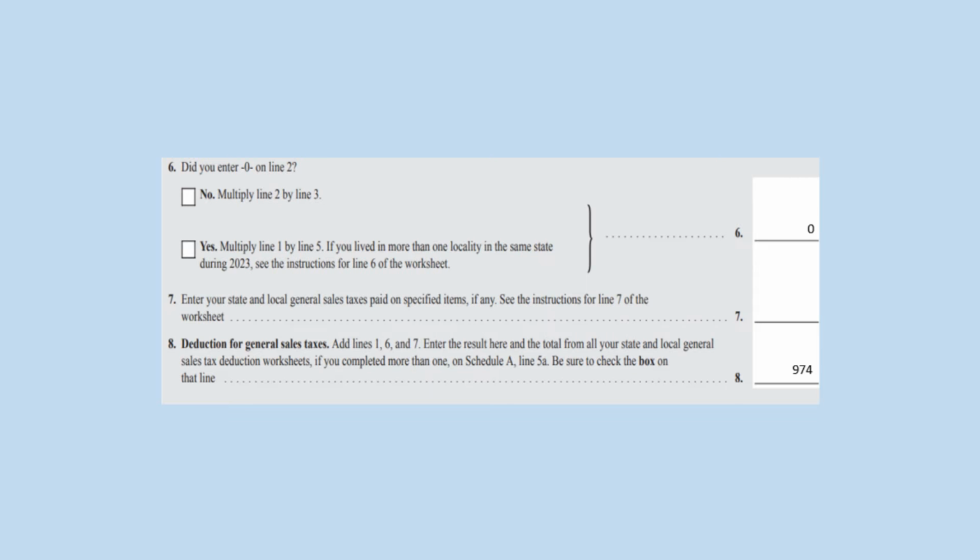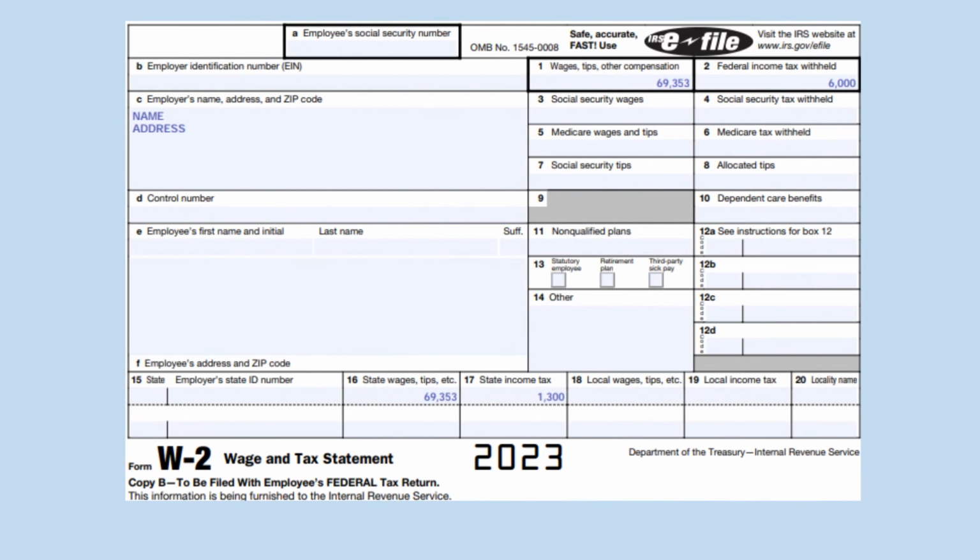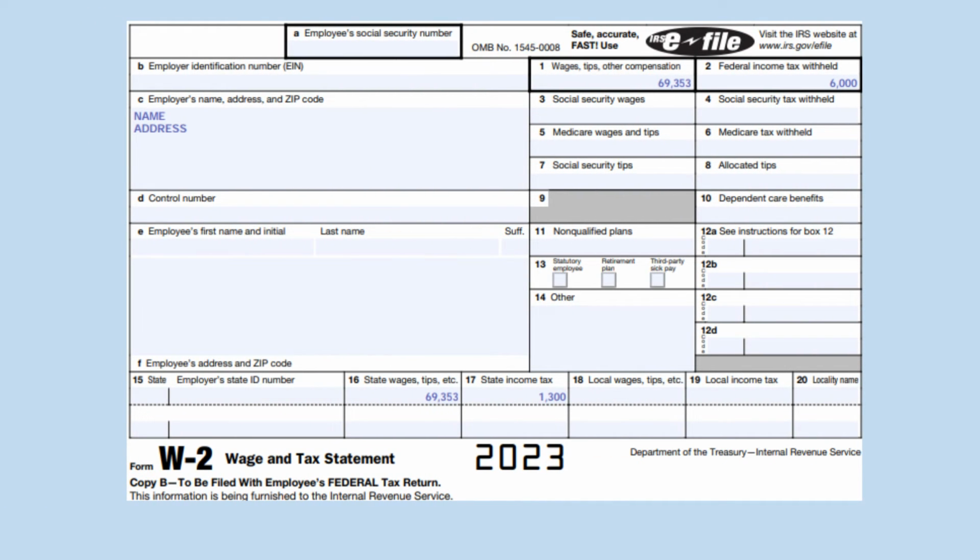Next, we will look at your state and local taxes paid during the year. You can find the amount on your Form W-2. In our example, you just had state taxes that you paid in box 17 of $1,300. You would also look at box 19 if you had any local income taxes paid.